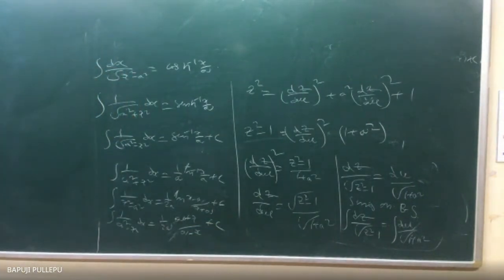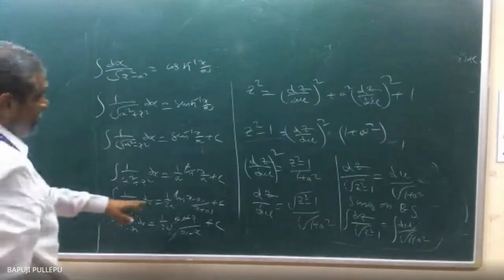X minus a by x plus a, I know, because x should always be positive in the numerator. That is the rule. X minus a by x plus a, but don't write x plus a. For the same thing you can write it reversed. This is one formula. Same way, 1 by root of x square minus a square. These three formulas are very important. Correct?